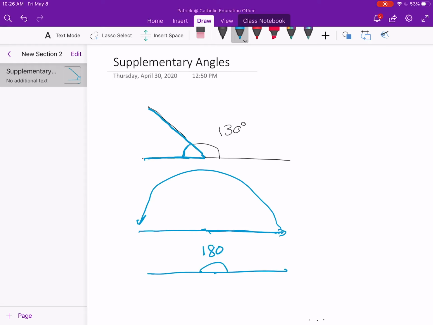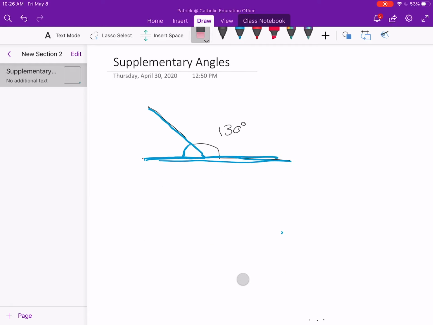So if we have a straight line here, and let me erase this out of the way, that means this whole thing, and I'm going to turn it red, because it's a straight line, is 180 degrees. Well, we know that this part over here is 130 because they told us that. Well, this part over here has to add up to 180. So I need 130, plus how much more, plus this part, equals 180.